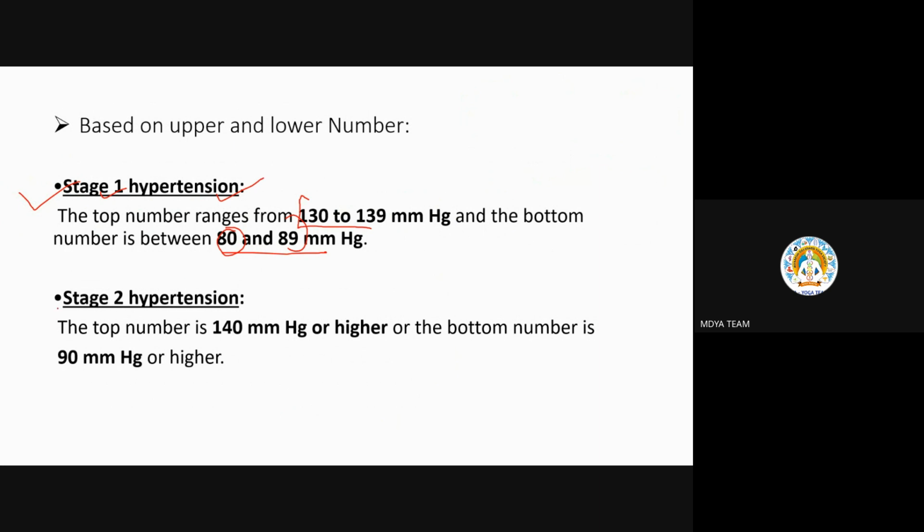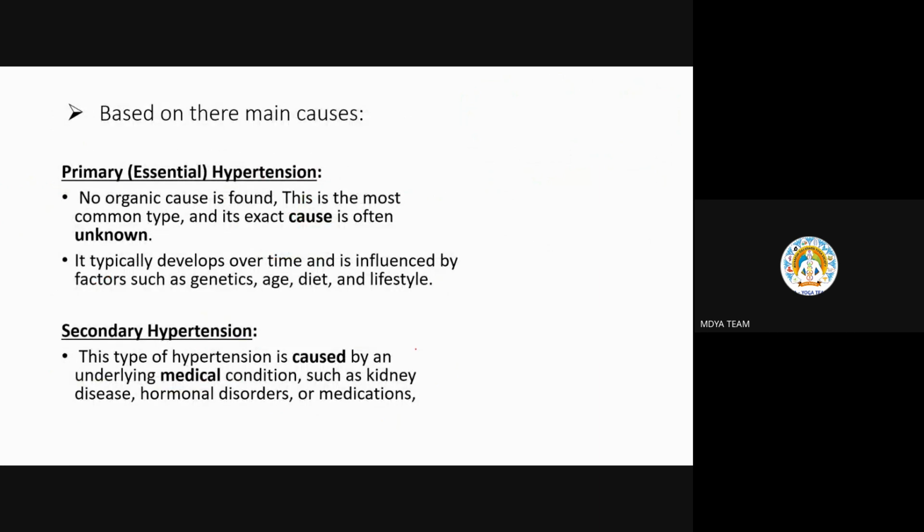Now the second stage of hypertension: when the upper number, what do we call it? Systolic. Very good. You all are active, I'm seeing that. Okay, if the systolic is 140 or higher, it will be stage 2 of hypertension. For the bottom number, since we took till 89 here, it is 90 or higher. Very simple. So, stage 1 and stage 2 of hypertension.